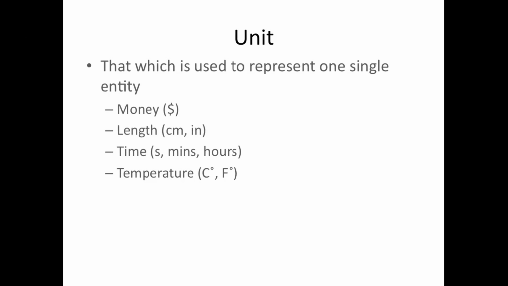Well, the first step of quantifying anything would be to define a unit to quantify it by. And a unit is something that represents a single entity. So for example, in the USA, the unit of money is dollars. And if you go, let's say, to London, the unit of money would be pounds. And if you think of units of measurement, we have centimeters, inches, then there's meters, kilometers, and so on. Time is measured in units of either seconds, minutes, or hours. And temperature is measured in Celsius or Fahrenheit, depending on where you are. So these are examples of units.